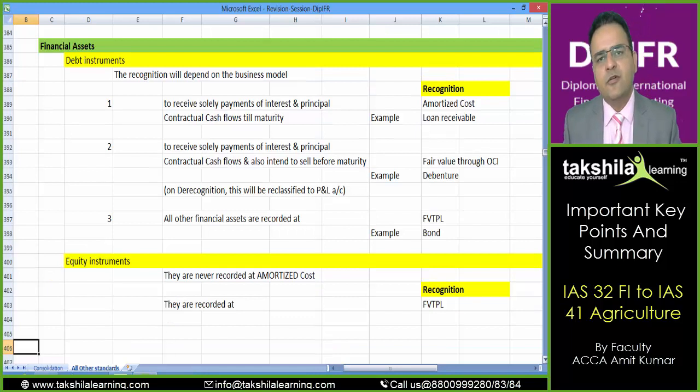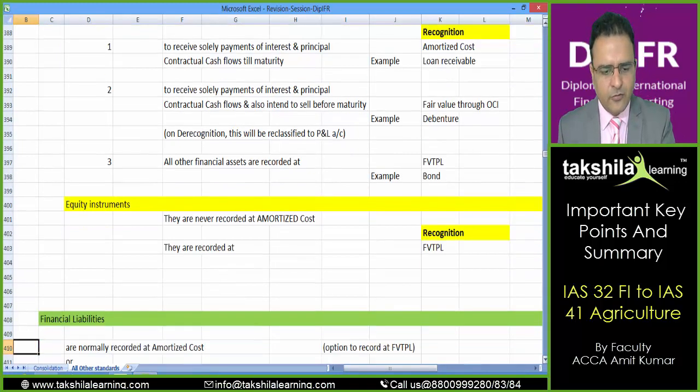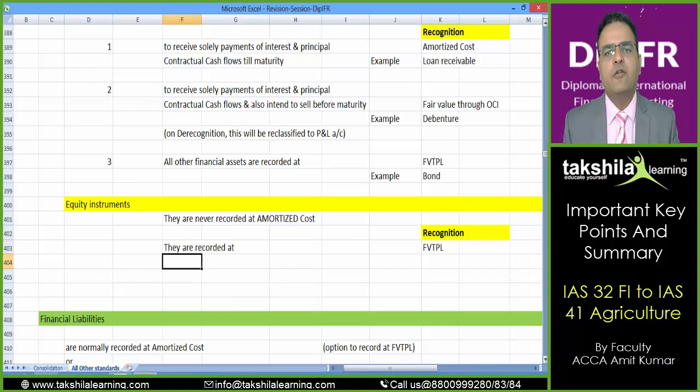They are never measured at amortized cost. So the only option available with us is that they are measured at fair value through P&L. Whether held for trading or not, we measure them at fair value through P&L. Now, but if you intend to hold any equity instrument for a longer period of time, you have an irrevocable option that you can measure them at fair value through OCI. The equity instruments which you plan to hold for a longer period of time, you have an option that you can measure them at fair value through OCI. Irrevocable option means they can never be reclassified to P&L.